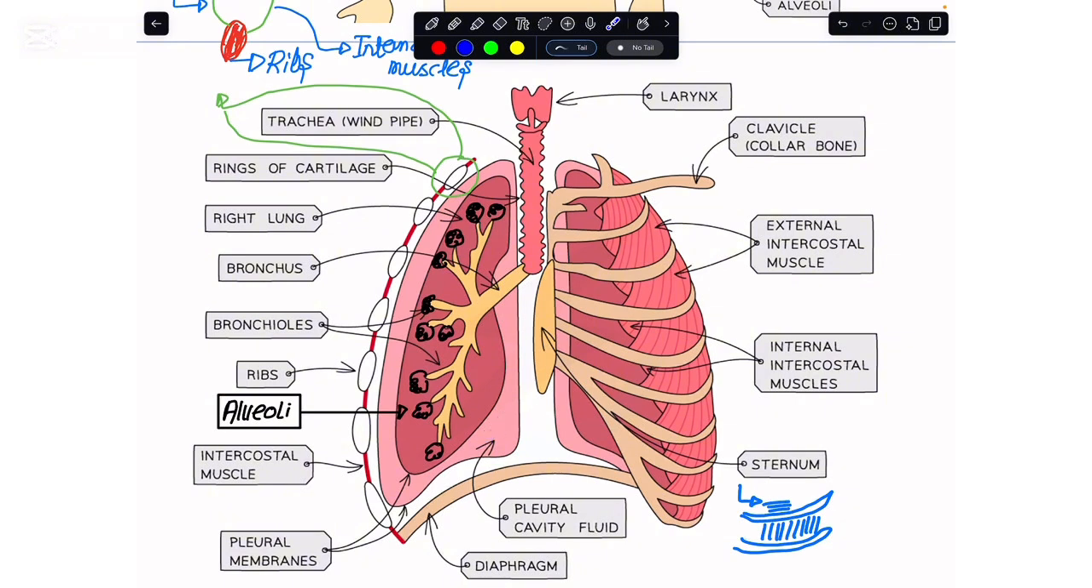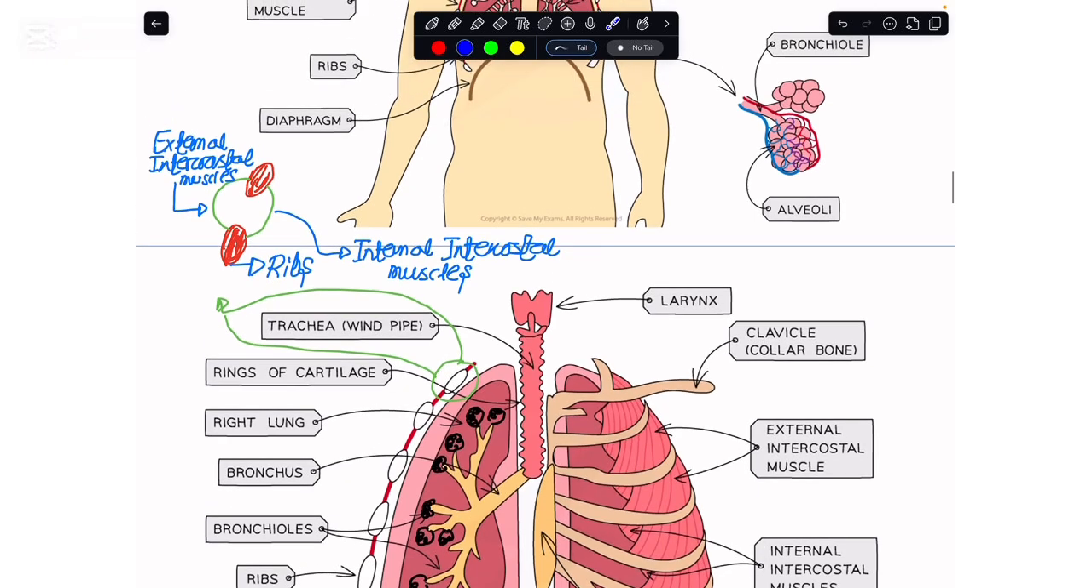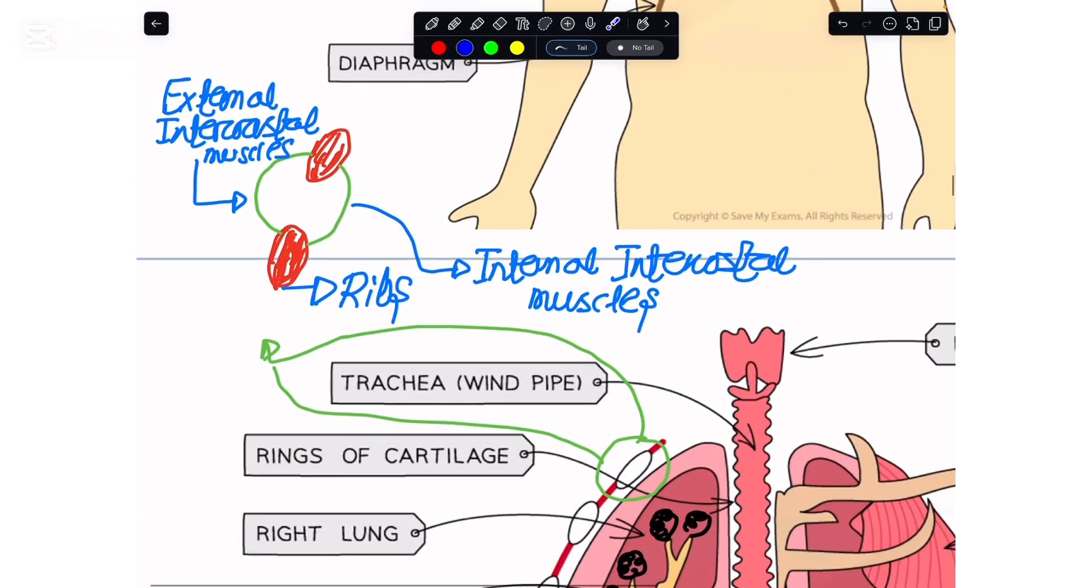Now, at the bottom of the lungs, where the lungs terminate, we have this dome-shaped sheet of muscle that is constantly asked about in your exam. This is what we refer to as the diaphragm. Now we have to consider another situation, which would be shown in your exams, and we need to be very clear about how we are supposed to elaborate this part of the respiratory system.